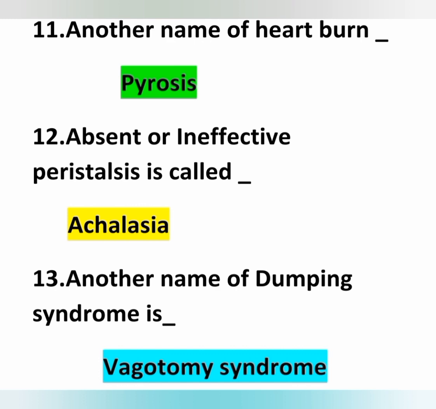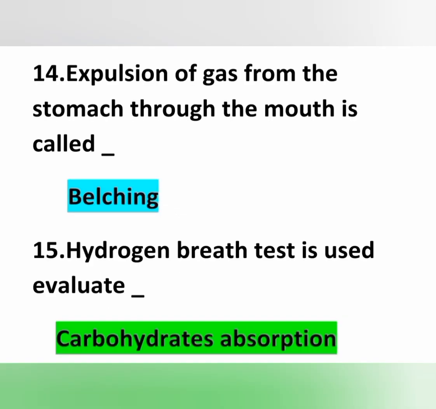And the next point, another name of heartburn is pyrosis. And the next point, absence or ineffective peristalsis is called achalasia. Okay, and the next point, another name of dumping syndrome is vagotomy syndrome. Dumping syndrome means rapid emptying of gastric content into the intestine. So dumping syndrome is also known as vagotomy syndrome.